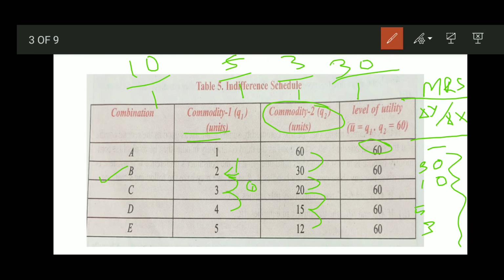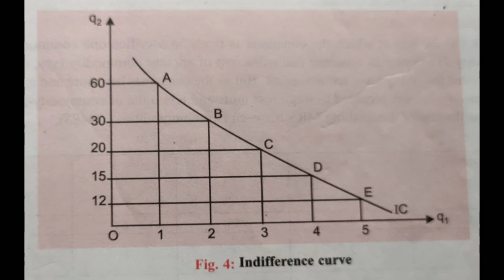And in indifference curve, every combination gives a consumer the same level of satisfaction, and in order to keep the satisfaction level same, a consumer sacrifices some units of commodity 2 in order to get the combination of one extra unit of commodity 1. So this whole process is called indifference curve analysis. This is the diagrammatic representation of indifference curve. Here you can see combination A, B, C, D and E are represented in an indifference curve, which gives the consumer the same level of satisfaction.